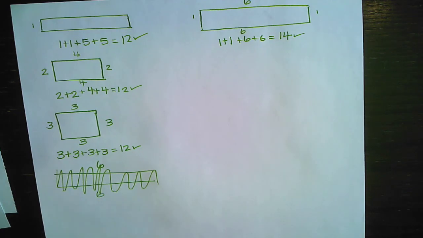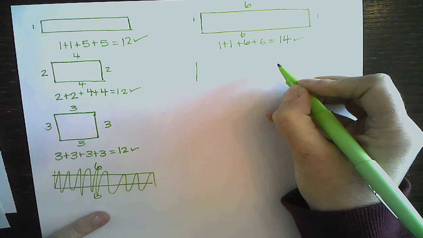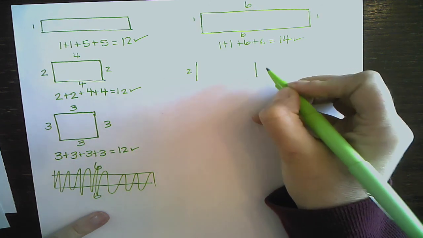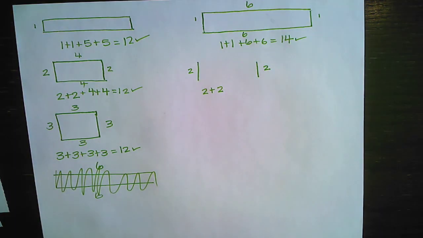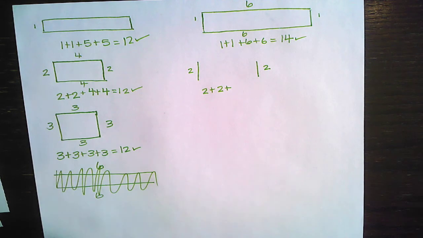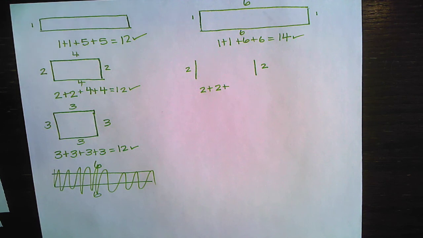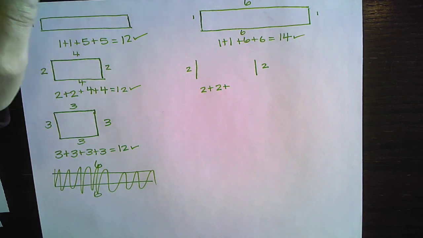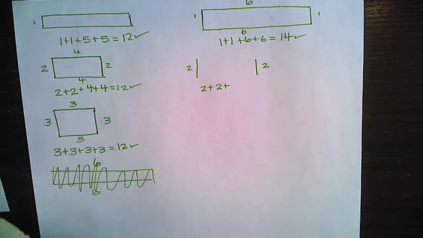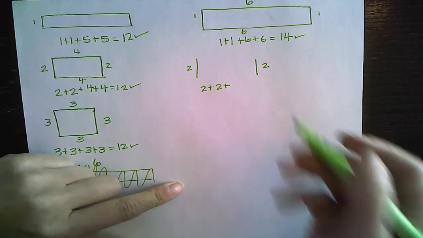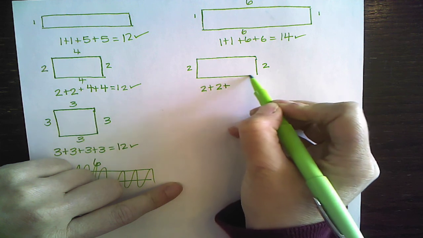Okay, now let's do a side length of 2. This is 2. So 2 plus 2 is 4. What can I add to 4 to get to 14? Right, I need to add 10. However, I need to divide 10 by 2 because I have 2 remaining sides that I have to fill, and they must be the same. So 10 divided by 2 is, yes, 5 and 5.